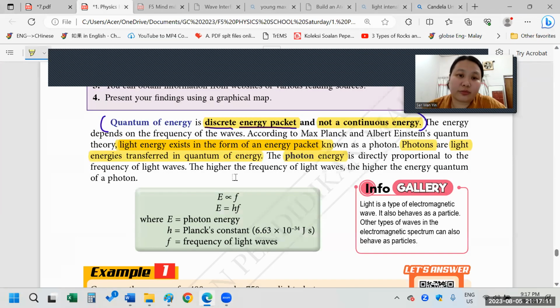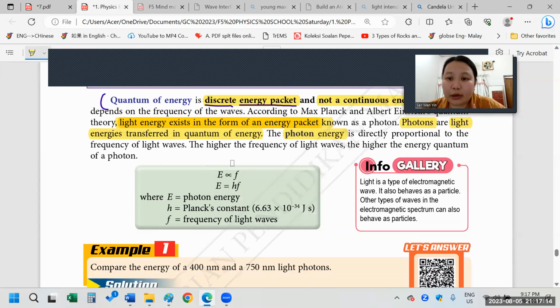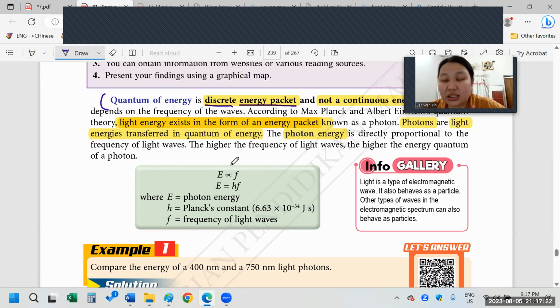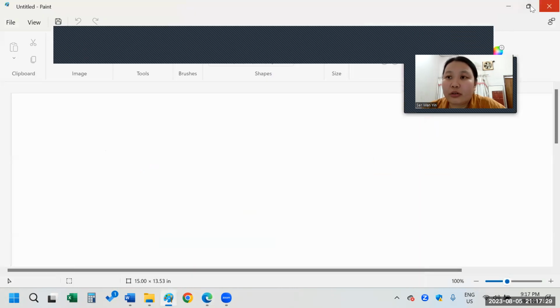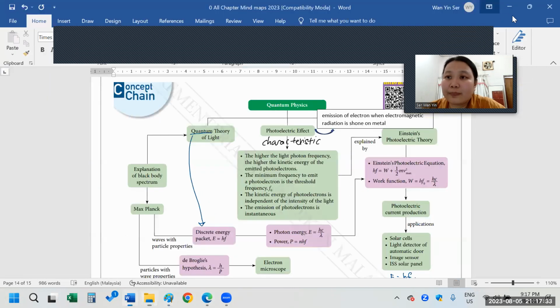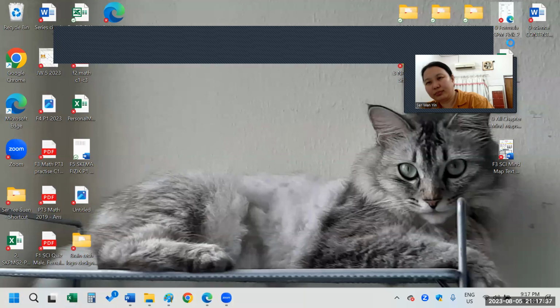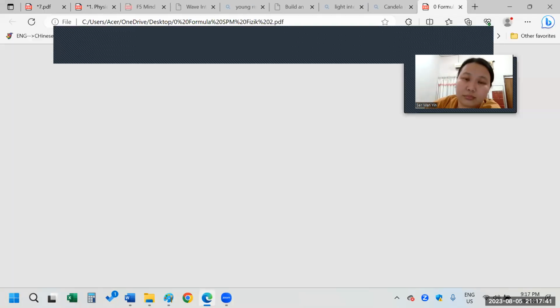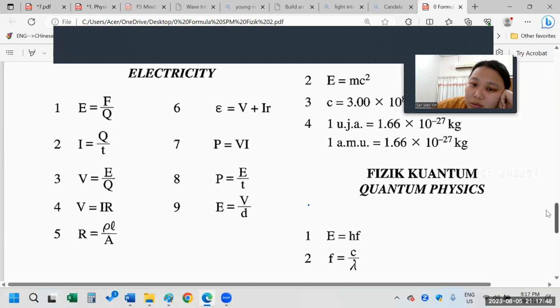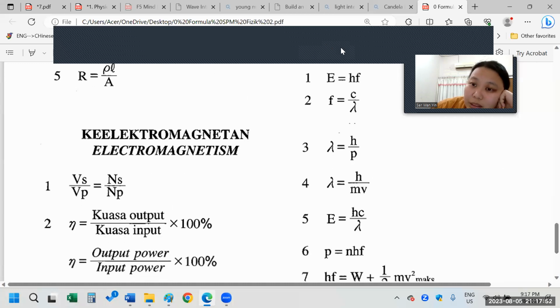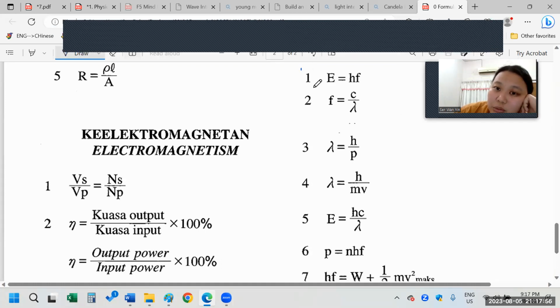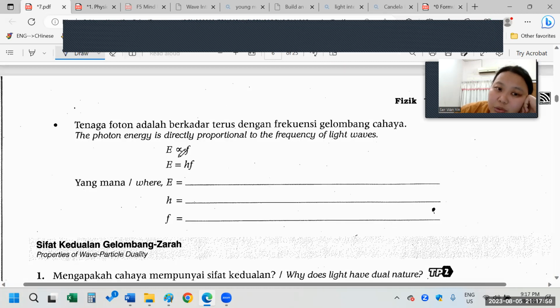So he introduced the formula: E is directly proportional to f. What is E? E is energy. So the E here is photon energy. And the formula is given in the exam, so do not worry. When you get back your exam paper, paste this back into your book. E equals hf; E directly proportional to f.